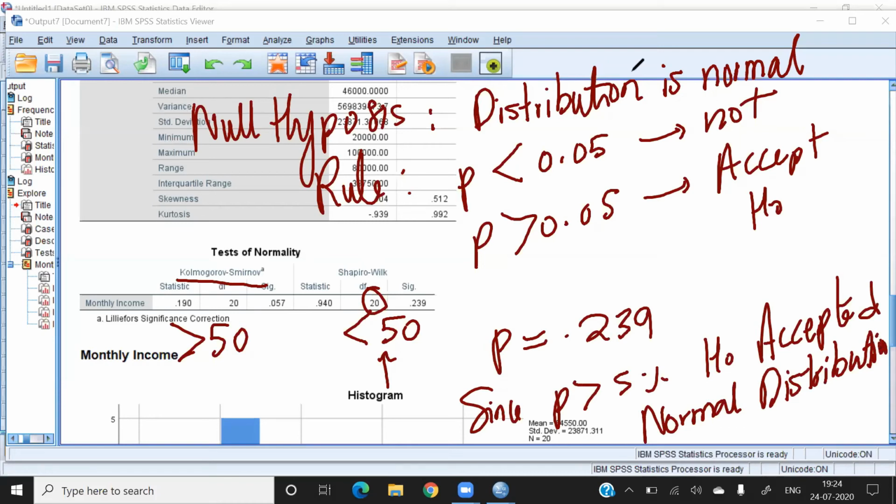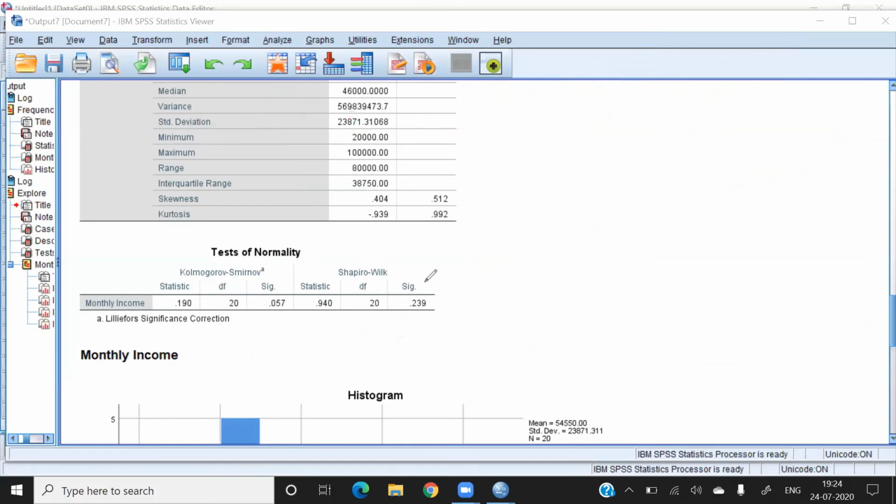So I hope it is now clear how to check the normal distribution. We have to check the probability value of Shapiro-Wilk and the probability value of Kolmogorov. If your sample size is large, then you have to check the Kolmogorov test, and if your sample size is small, then you can check the Shapiro-Wilk test. But in research we usually have a large sample size, so most of the time we have to check the Kolmogorov-Smirnov test, and this value is expected to be more than 0.05 for the distribution to be normal, right?